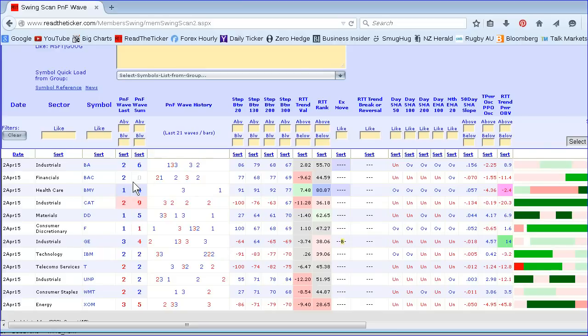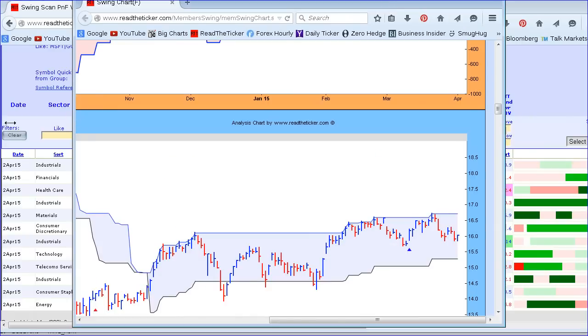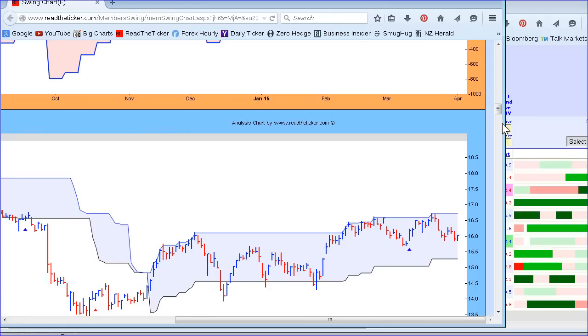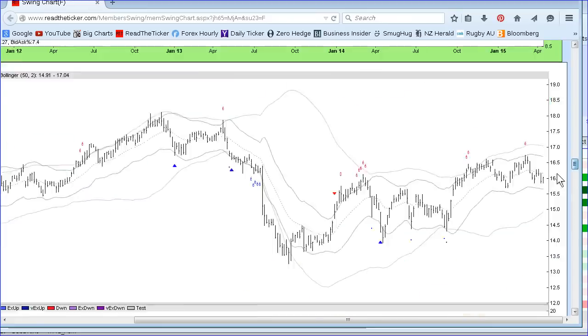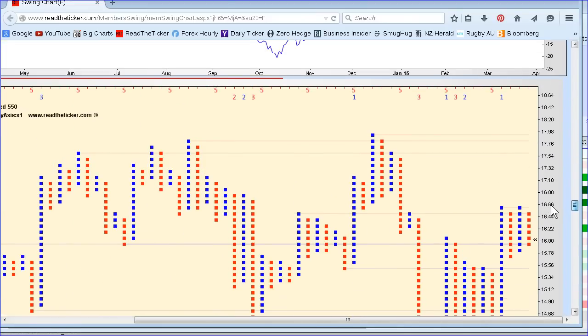For example, let's have another look at, we've got Ford here, like I said. Here we have the latest wave as a 1. The summation of all that is 1. So here we have the last wave was a 1, the previous wave was a 2, and we've got a negative 3. So this is Ford. Now all that data you see in the PNF wave, it's based on a chart in the pop out of the swing. It is based on the first PNF chart down here.